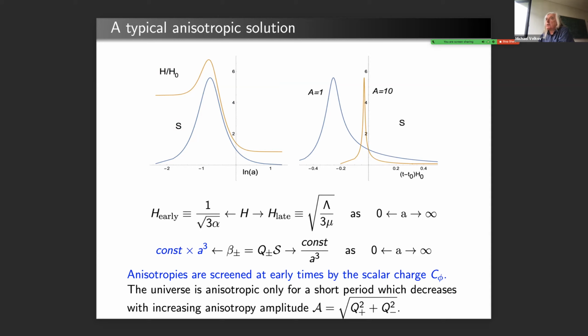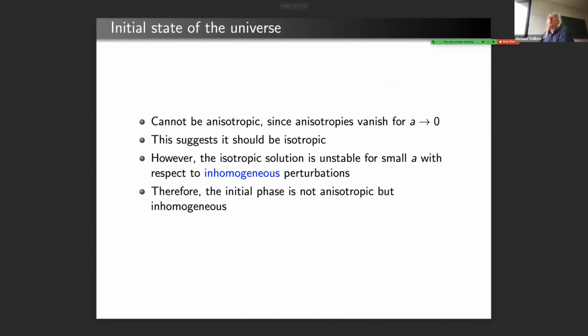So the universe turns out to be anisotropic only during a short period of time. And in fact, if we pass to the physical time, t, then the anisotropy period becomes shorter and shorter if we increase the anisotropy amplitude, because if the anisotropies become higher, then the Hubble parameter becomes higher, because the Hubble receives a contribution from anisotropies, and therefore the anisotropy period shrinks. So this is the finding, and now one can ask what happens in the beginning.